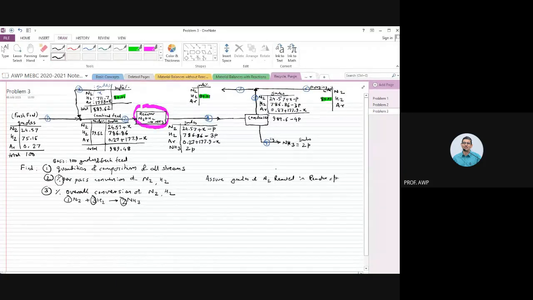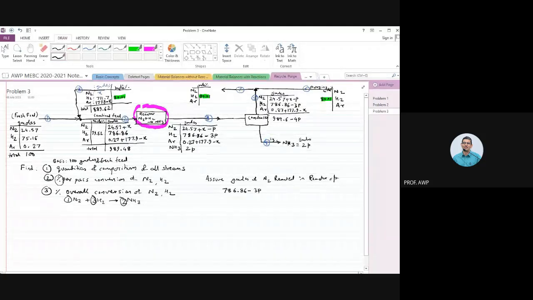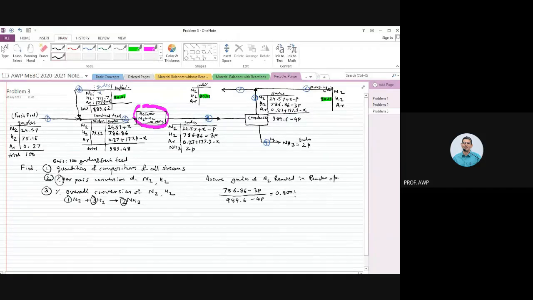Now, don't we know that in stream number 5, mole percent of hydrogen would be 80.01? So can we not say that 786.86 minus 3P divided by 989.6 minus 4P would be 0.8001? Does that help you to get P? Or do you get 0 equal to 0, or 1 equal to 1, 100 equal to 100? Or does it help you to get a value of P?